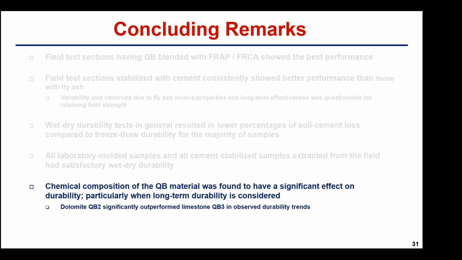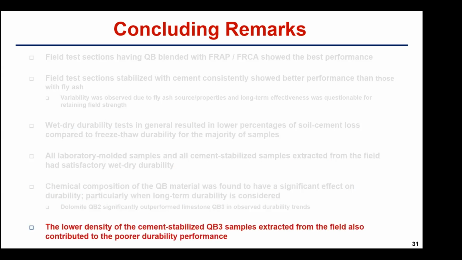Another conclusion is that the chemical composition of the quarry byproduct was found to have a significant effect on the durability, particularly when we take long-term durability into consideration. And that's what we saw with the dolomite. QB2 outperformed the limestone QB3 in the observed durability trends from the field. One thing to acknowledge here is that the density would still have an effect, but we think that the chemical composition would have the biggest effect on the durability trends that were observed from the field samples.